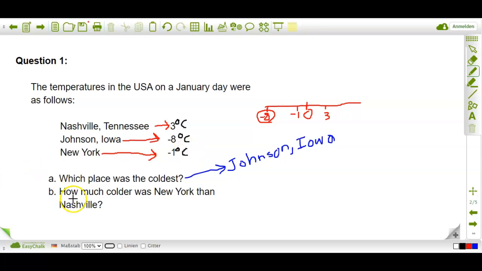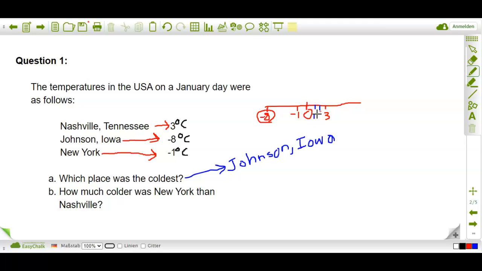Now, part B of the question asks, how much colder was New York than Nashville? The temperature in New York was -1 degree Celsius, than Nashville. Nashville was 3 degrees Celsius. So let's fill up the blank spaces. This is -1, this is 0. Somewhere here would be 1, then we would have 2.